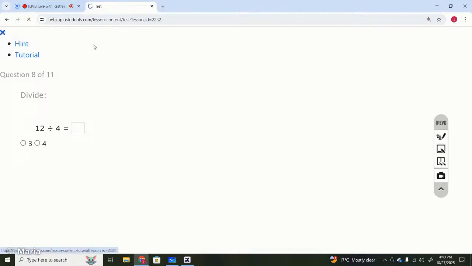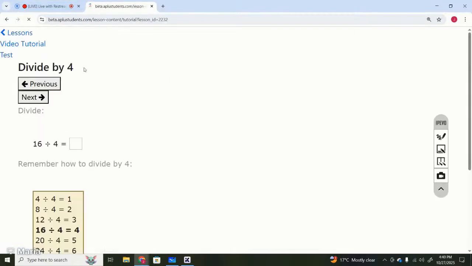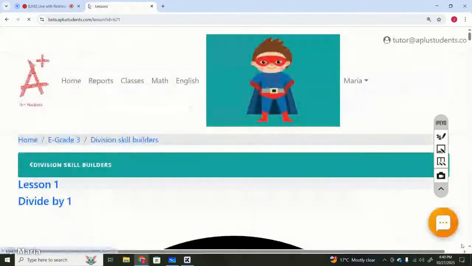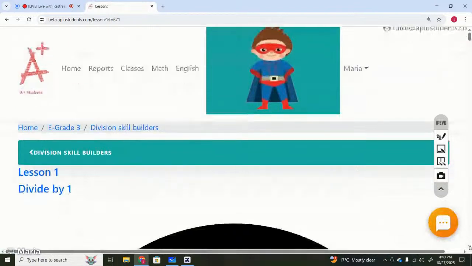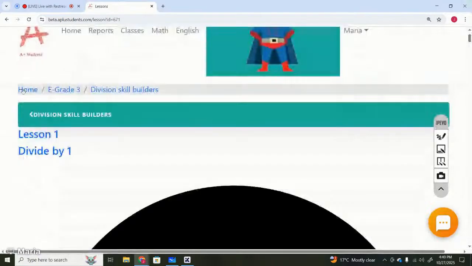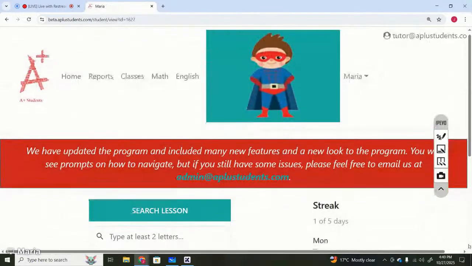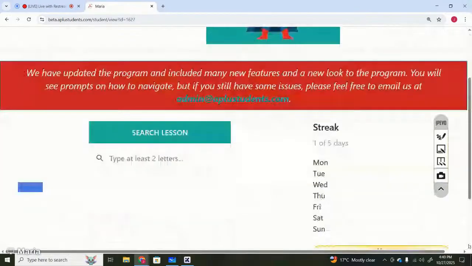So we were working on the grade 3 math chapter, division, the lessons division skill builders. The lessons we have covered today are divide by 1, divide by 2, divide by 3, and divide by 4. Please make sure that before the next session you complete all the practice questions for the lessons we just did. That is your homework until the next session.